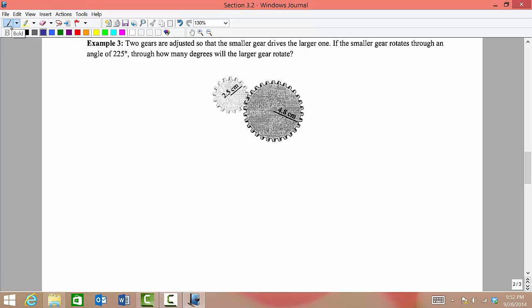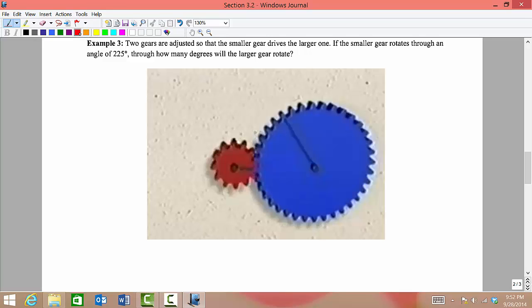Here in example 3, we are working with two circular gears. And we can look at the picture and tell that we know the radius for each of these gears. The smaller gear has a radius of 2.5 centimeters and the larger gear has a radius of 4.8 centimeters. We are told that the gears are adjusted so that the smaller gear drives the larger one. So the smaller gear would be attached to the motor and will actually move and will turn the larger gear with it.